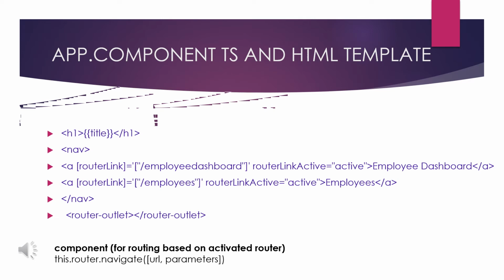So router.navigate of URL comma parameters: in the router link here in the HTML template file we have employee dashboard, so this employee dashboard will be present as the URL in this router.navigate. There are no parameters here. So this router will automatically navigate to the employee dashboard and load the employee dashboard component through the router outlet here. The same goes for employees also. The /employees will load in the URL, and this URL will be redirected to the routers, and it will load the employees component here. That's how it is working. It has the communication between the component and the HTML file.